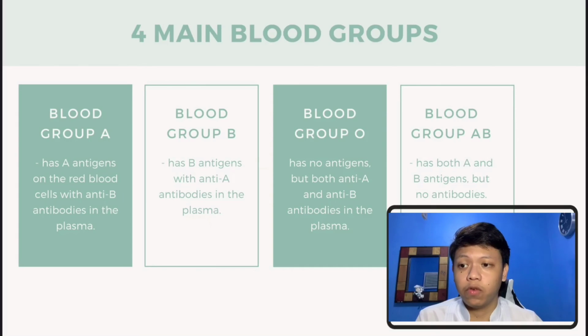And we have the four main blood groups. First is blood group A, which has the A antigens on the RBC and anti-B antibodies in the plasma.